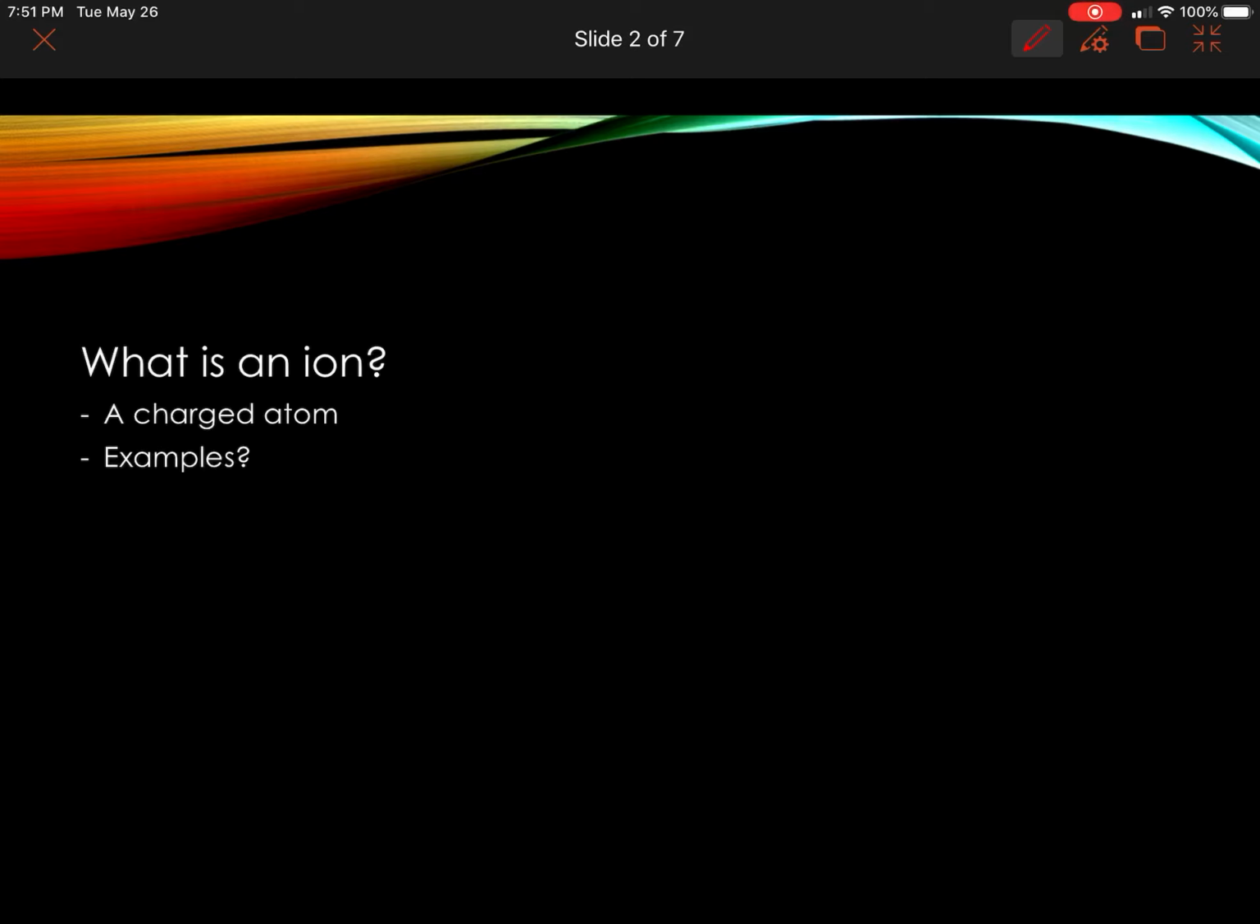So we write these all the time. For example, Cl minus, that's an ion. Or O 2 minus, Ba 2 plus, etc. Now the only thing, make sure you're writing the number first and then the sign, otherwise it's an oxidation state, not the ionic charge. So an ion, keep in mind as we work through this lesson, it's just a charged atom.